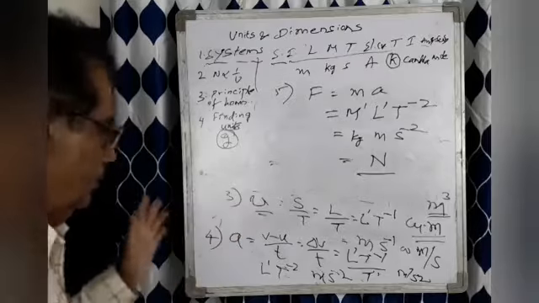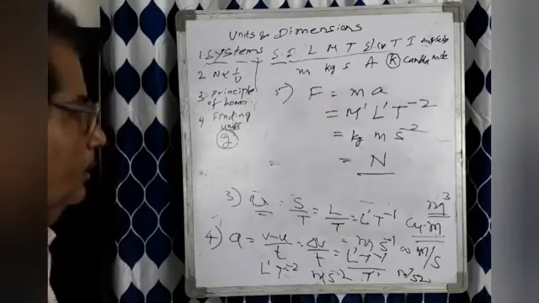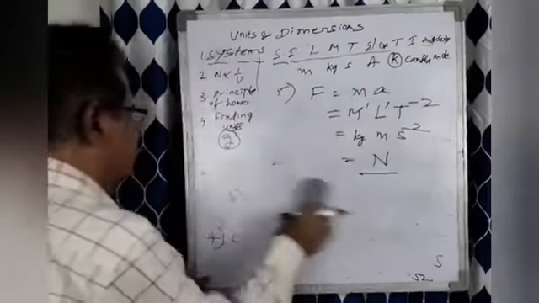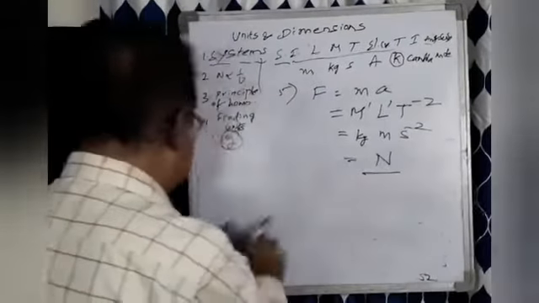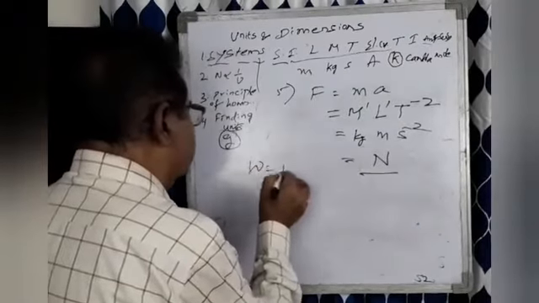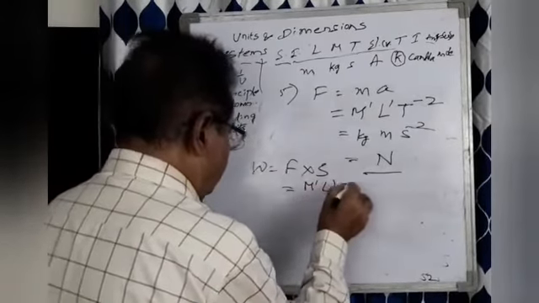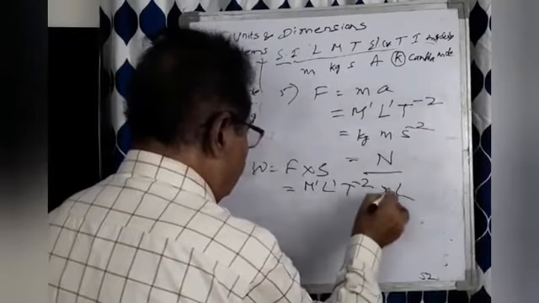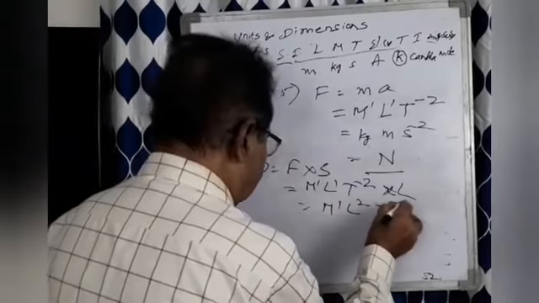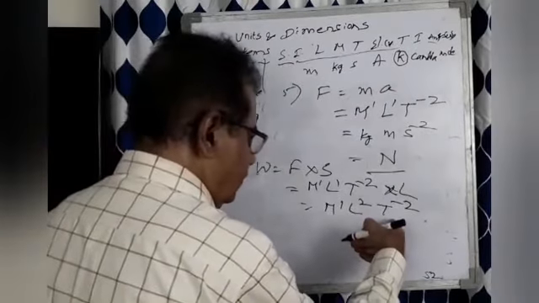Velocity, displacement by time; acceleration, change in velocity by time; force, ma; work, F into S. Work, I will show you the magic of physics now. Of course, work is F into S, force into displacement. That is M power 1, L power 1, T power minus 2 into L. So it is M power 1, L power 2, T power minus 2, the dimensional formula. Unit: kg meter square second inverse 2, or joule.